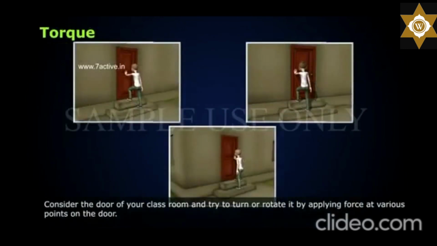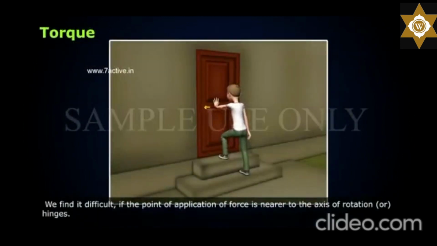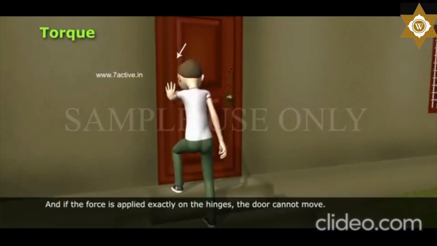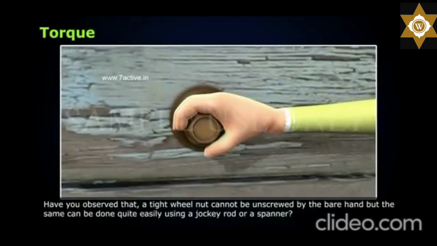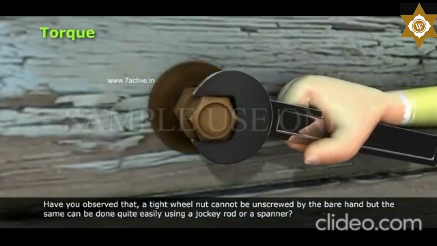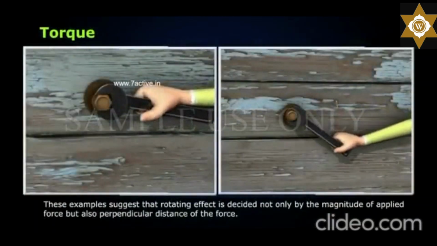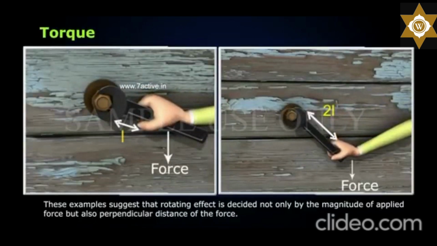Look at this example. Consider the door of your classroom and try to turn or rotate it by applying force at various points on the door. We find it difficult if the point of application of force is nearer to the axis of rotation or hinges, and if the force is applied exactly on the hinges, the door cannot move. Look at this example. Have you observed that? A tight wheel nut cannot be unscrewed by the bare hand, but the same can be done quite easily using a jockey rod or a spanner. These examples suggest that the rotating effect is decided not only by the magnitude of the applied force, but also by the perpendicular distance of the force.